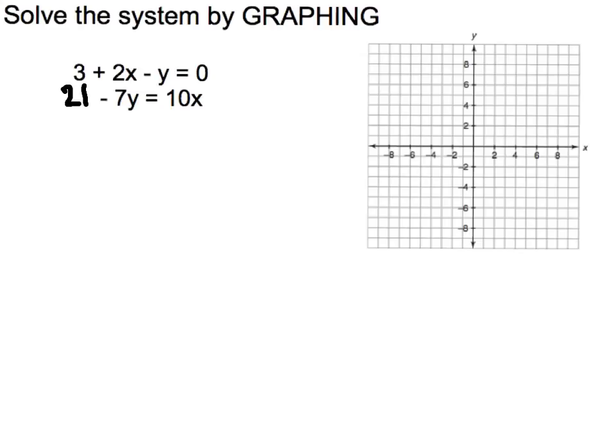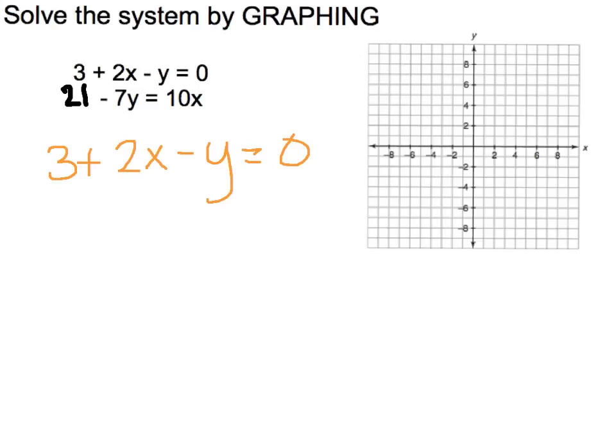All right, this is our next system that we're going to solve by graphing. As you can see, neither equation is solved for y, so we'll need to make sure we solve for y to get the equations into slope-intercept form. So the first equation, I'm going to write here, 3 plus 2x minus y equals 0.